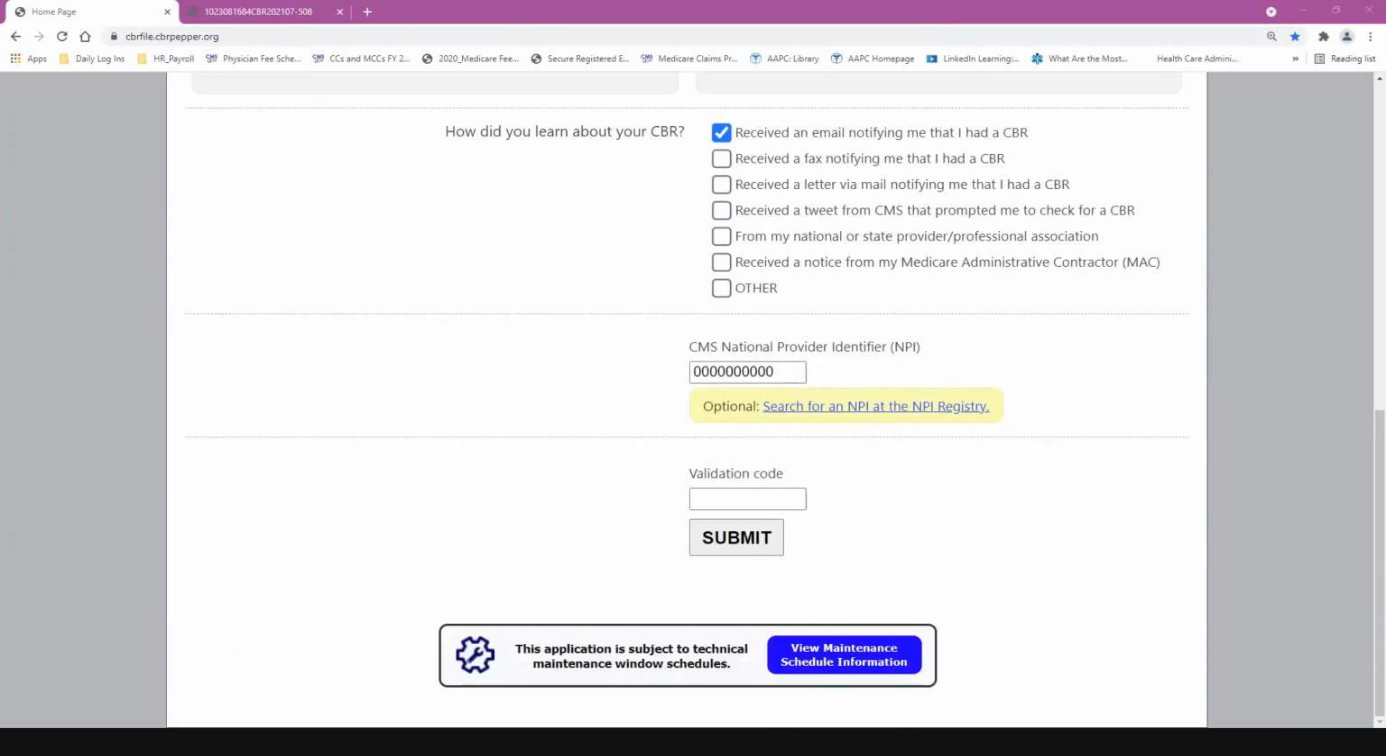First on the list indicates that you received an email, a fax, or a letter. These would be communications that came to the contact information that is listed in the provider enrollment chain and ownership system that's commonly known as PECOS. We do encourage everyone to confirm their PECOS information and update if necessary so that we can contact the appropriate person regarding CBR information. Confirming this information several times a year allows for that contact information to stay up to date and lessens any issues that may arise otherwise.